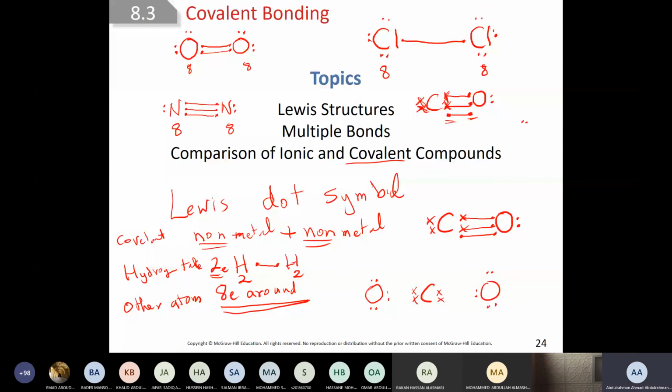Oxygen shares 2 dots with the carbon, like this. And carbon shares 2 dots with the other oxygen. Yes. Now, how many around the carbon? 8. Excellent. How about oxygen? 8. Excellent. The other oxygen? 8. Excellent. Fantastic. Super. Okay, let's go to one further question. I hope this is clear now.